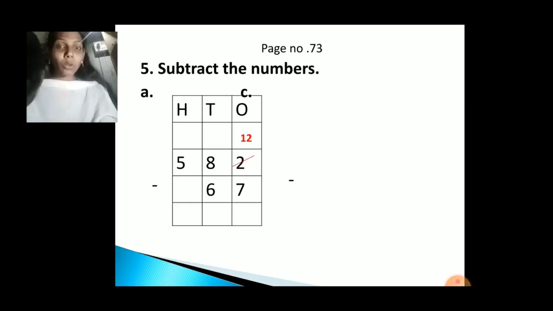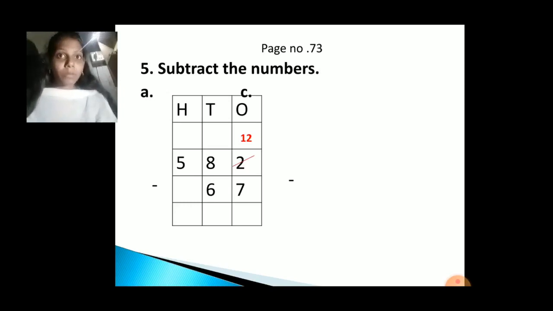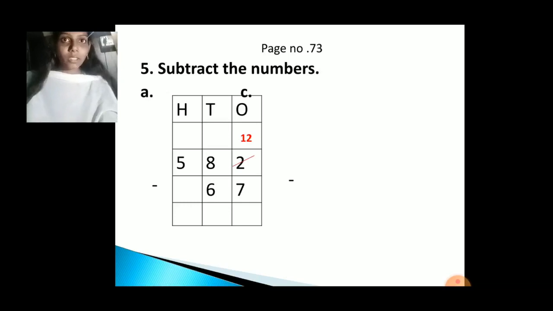So now what we will do? Now we will count from 7 till 12. So from 7 means after 7 till 12. Count 7, 8, 9, 10, 11, 12. So 12 minus 7 equals to how many? 5. So 5 we will write under the ones column.